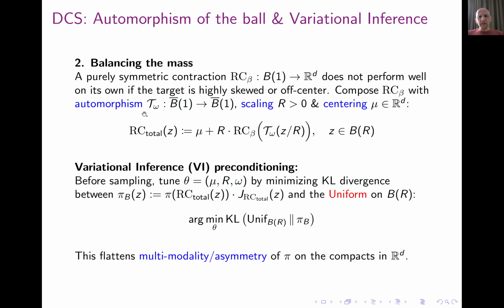In order to look for this automorphism, one can do that in a systematic way using variational inference preconditioning, right? And it's clear what the target should be, because you'll be running an algorithm on a convex set, and these algorithms converge best if the target density is constant. So you have a clear criterion on how you should be looking for this automorphism of the ball, using the KL divergence between pi_B, which is the pullback measure, and the uniform distribution on the ball. So this aims to flatten the mass. Okay, so that's the basic idea behind the algorithm.